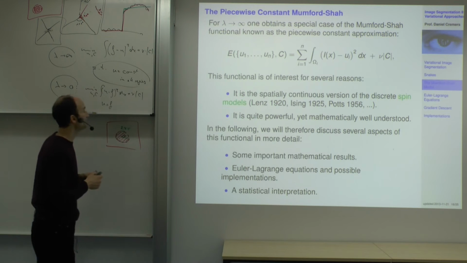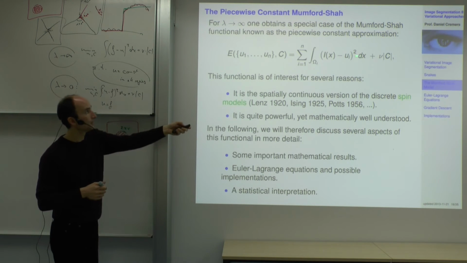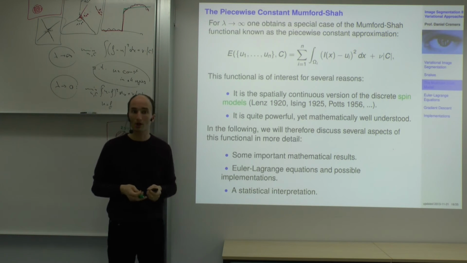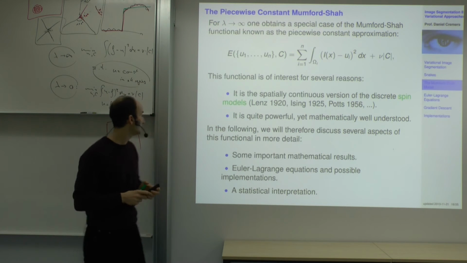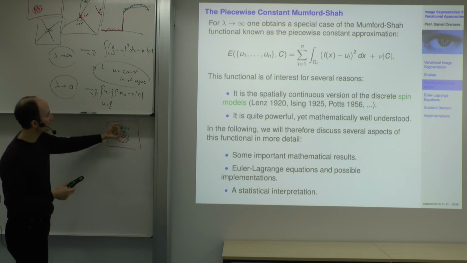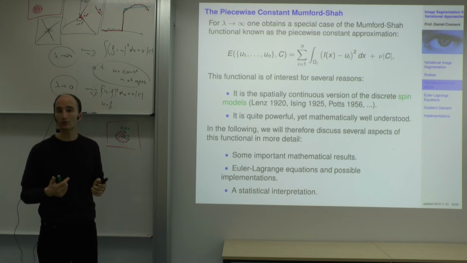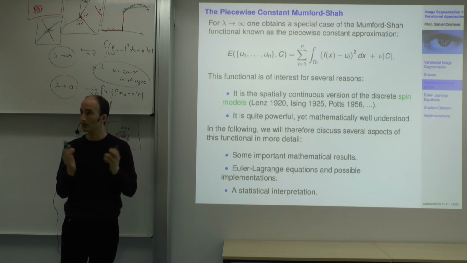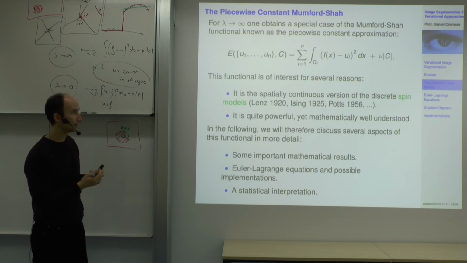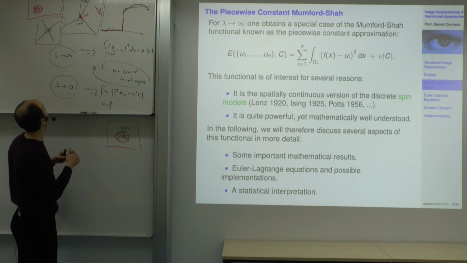So for a specific value of nu, both solutions have the same cost. And so then you are in a case where you can either have a result where the disk is segmented or a result where the disk is not segmented and where it's just one region. And for that value of nu, both solutions are the same.